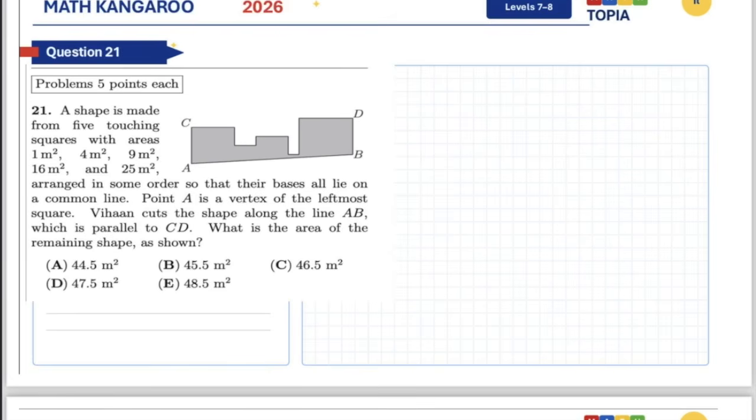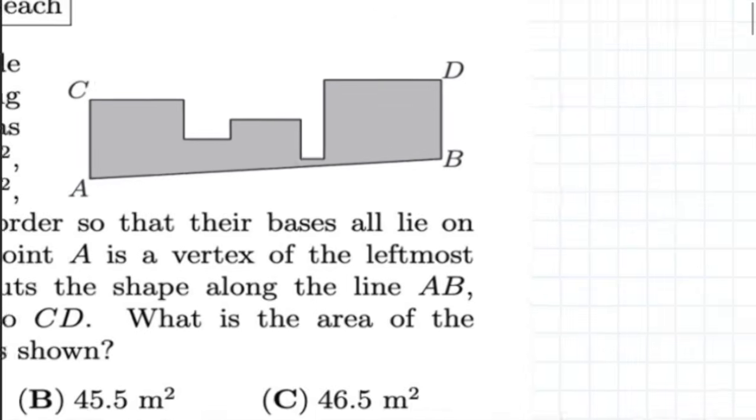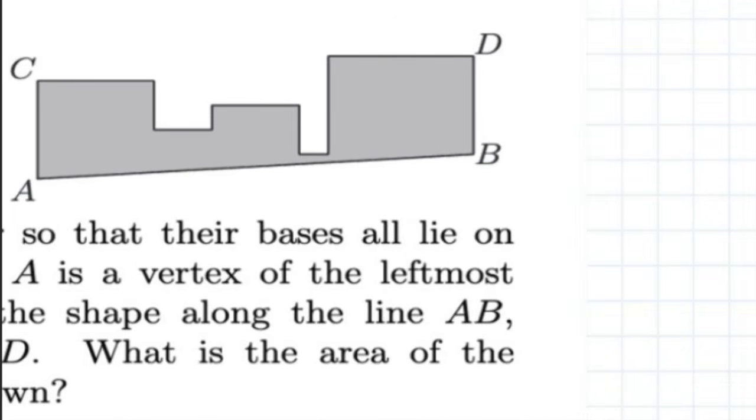A shape is made from 5 touching squares with areas 1 square meter, 4 square meters, 9 square meters, 16 square meters, and 25 square meters, arranged in some order so that their bases all lie on a common line. Point A is a vertex of the leftmost square. Vihan cuts the shape along the line AB, which is parallel to CD. What is the area of the remaining shape as shown? Let's take a closer look at this diagram first, because this is the main part of the entire question.